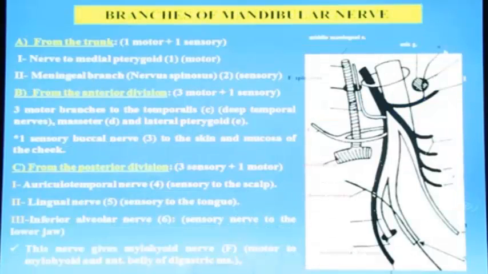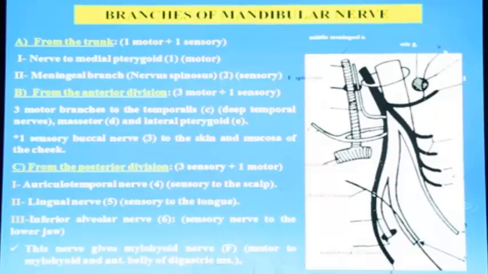Branches of the mandibular nerve. From the trunk itself, there is one motor and there are two sensory: the nerve to medial pterygoid, that is motor, and the meningeal branch, sensory. Then this nerve will be divided into anterior division and posterior division. The anterior division of the nerve gives three motor and one sensory.